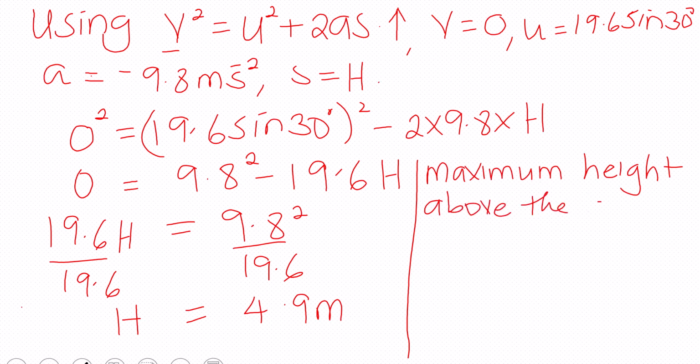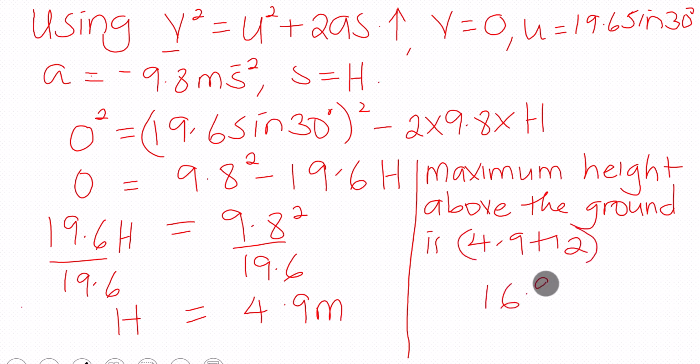So after getting that h, we can say that the maximum height above the ground is 4.9 plus 12. And here we're going to get it as 16.9 meters. So this is the maximum height reached by the particle. We can now look at our next question.